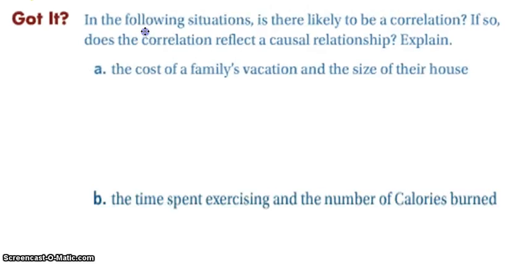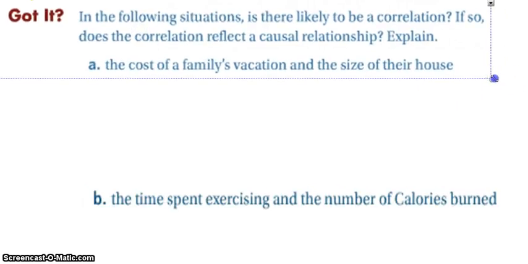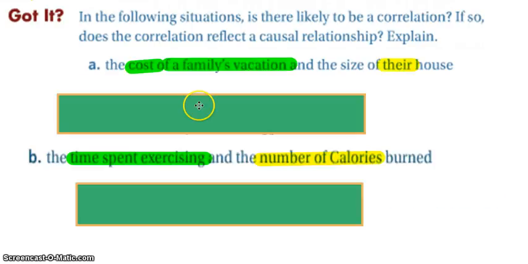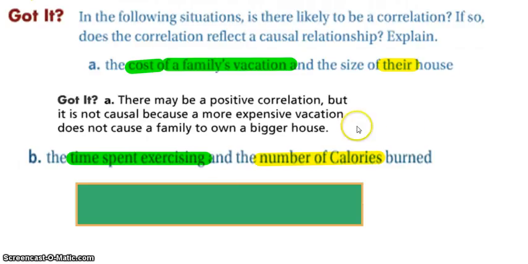Go ahead and check out this Got It, though, if you've made it here in the Pearson lesson. Determine if you think there will be a correlation, and if so, explain whether you think it will be a causal relationship. So when we think about these, we talk about the cost of a family's vacation and the size of their house, like the house they live in, not their vacation house. So when you look at it like that, of course, their vacation could be really expensive, but the house they own back home may not be that large. So we say there may be a positive correlation, but it would not be causal, because that wouldn't actually relate.